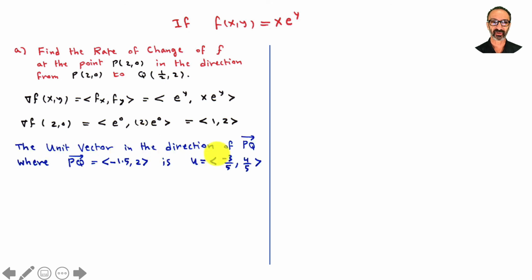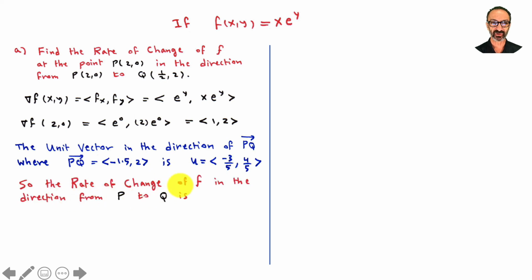Now the unit vector in the direction of PQ, where PQ is (negative 1.5, 2). The vector that goes from P to Q will be, 2 minus 0, that's a 2, and a half minus 2 is negative 1.5. But this is not a unit vector, that's a V. That's a directional vector, but it's not a unit vector. So what we want is a unit vector. We find the magnitude, we divide both components by the magnitude and simplify, and I have the following: negative 3/5 and 4/5.